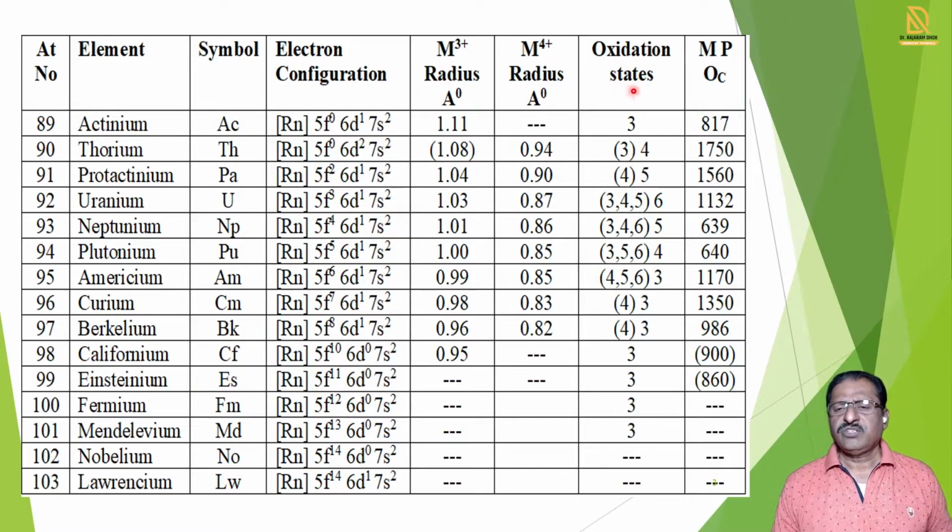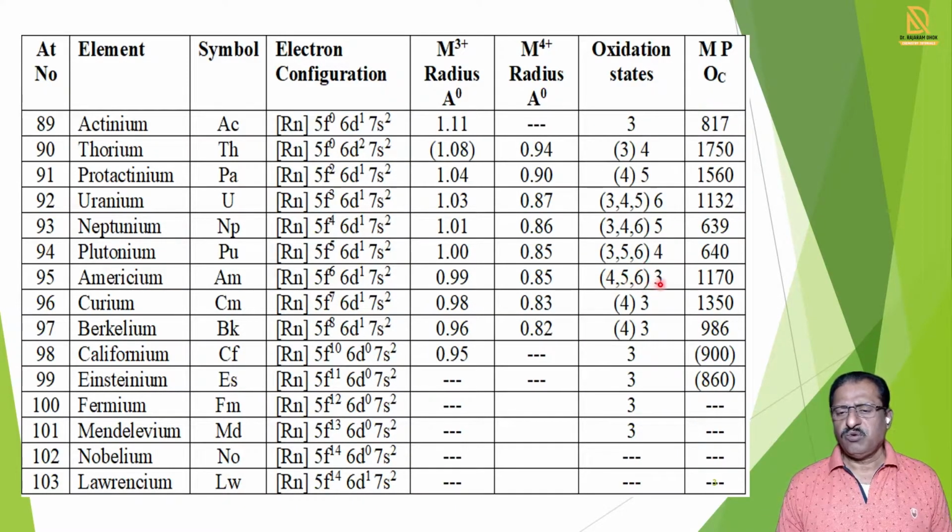Now we see here the oxidation states. Actinium shows +3, thorium shows +3 and +4, but out of that +4 is more stable. In the bracket, the oxidation states shown are less stable, and the other oxidation states outside the bracket are more stable. Then protactinium shows 4 and 5, but 5 is more stable. Uranium shows 3, 4, 5 and 6. In that, 6 is more stable. Np shows 3, 4, 6, 5. 5 is more stable. Then plutonium shows 3, 4, 5, 6, but 4 is more stable.